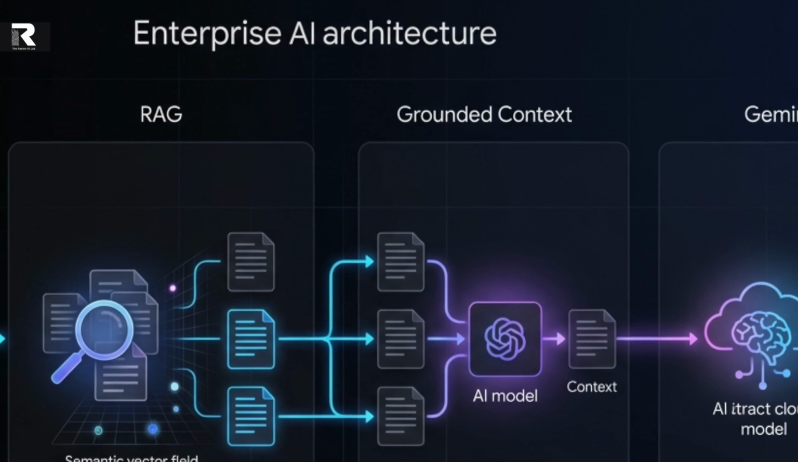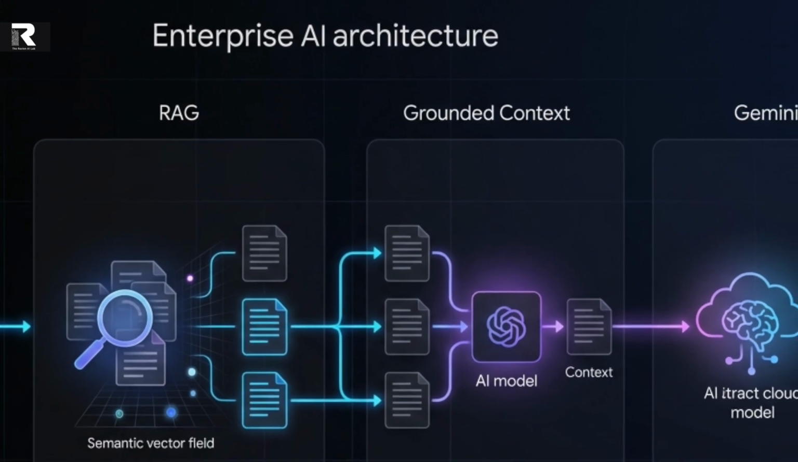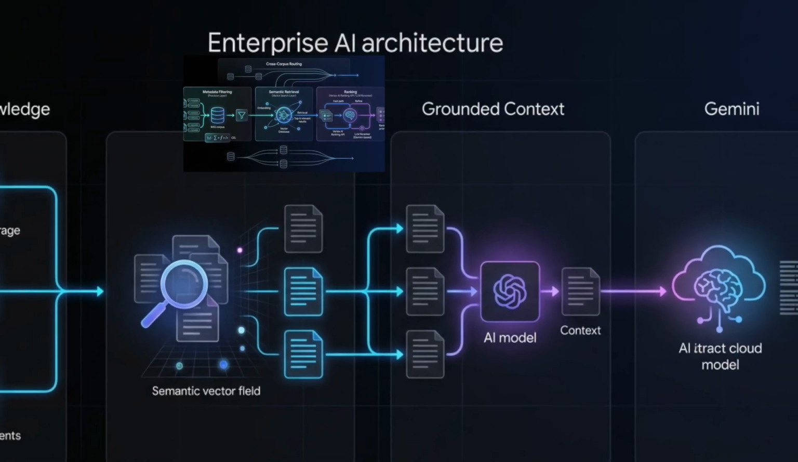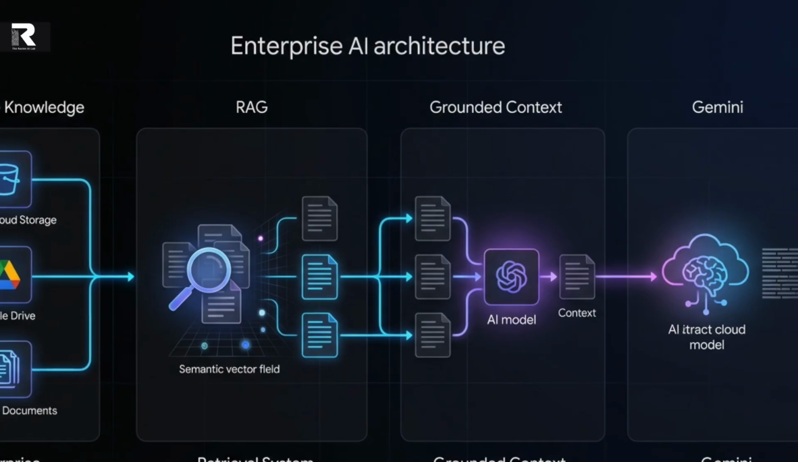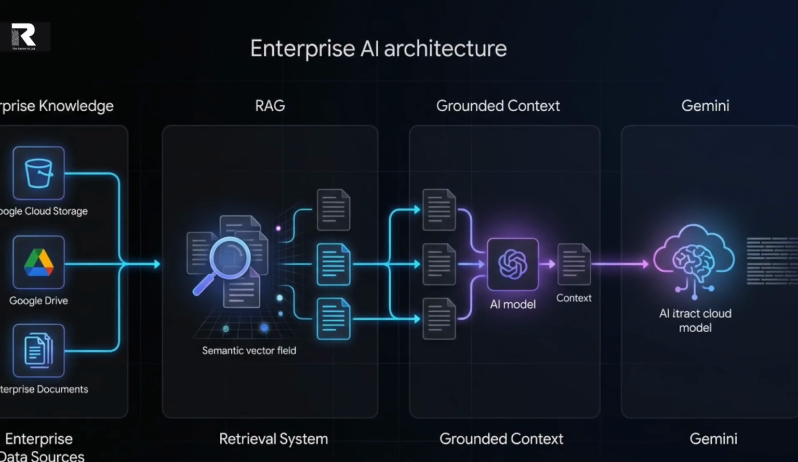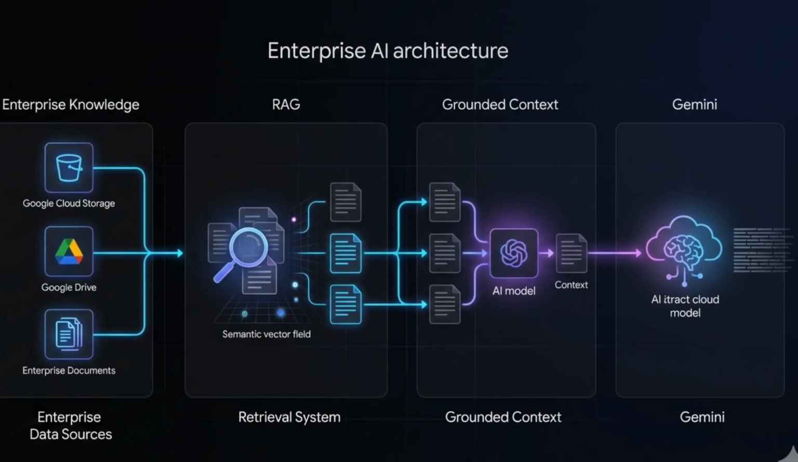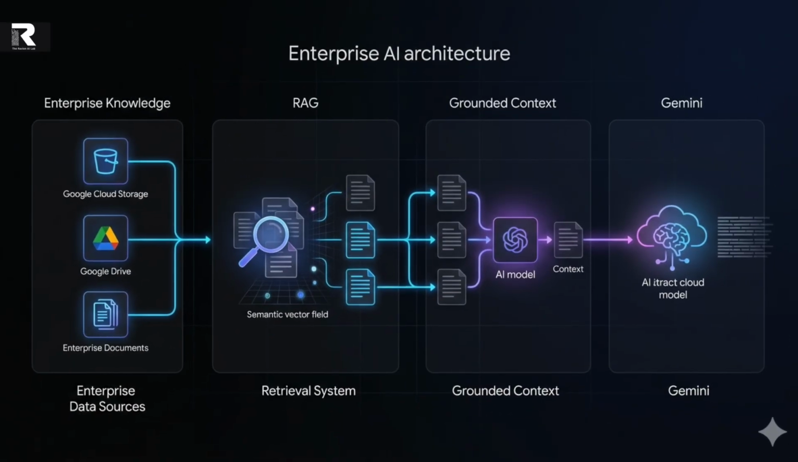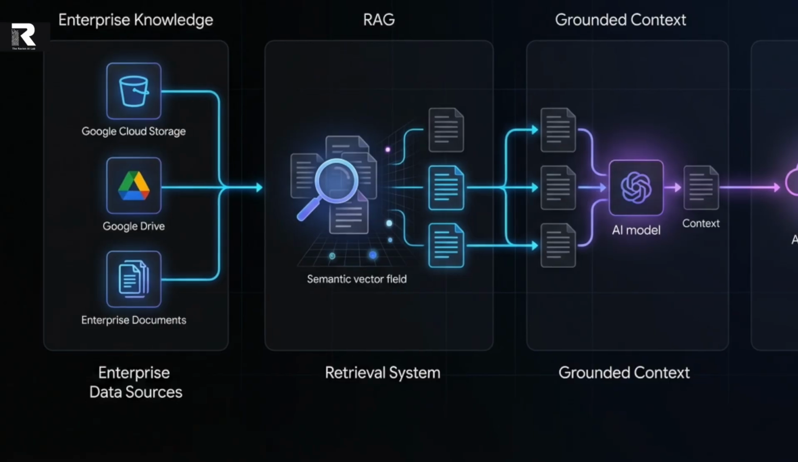Welcome! In this video, we'll break down the Vertex AI RAG engine, a managed retrieval and grounding framework for Gemini. We'll explore how it connects enterprise data to large language models and helps solve key challenges like hallucinations, limited context, and outdated model knowledge. Let's dive in.